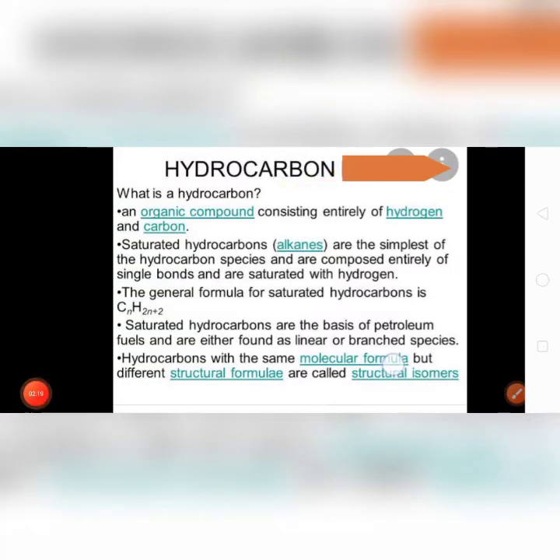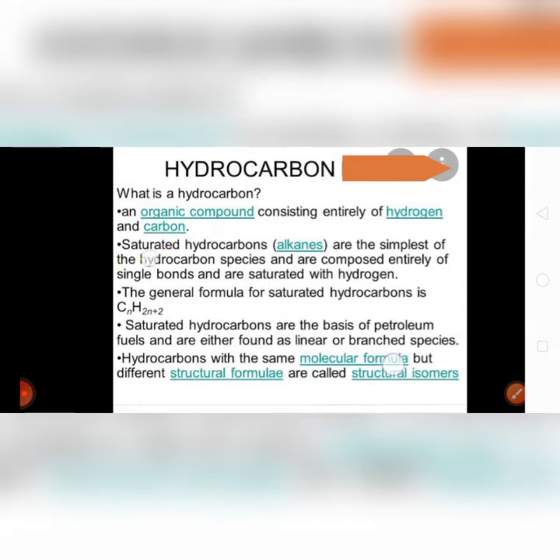Now let us discuss what hydrocarbons are. Basically, hydrocarbons are organic compounds consisting entirely of hydrogen and carbon. For example, we have methane, ethane, propane, butane. All those compounds consist of carbon and hydrogen only, so that's why they are termed hydrocarbons. And there are two types of hydrocarbons: one is saturated and the other is unsaturated hydrocarbons.